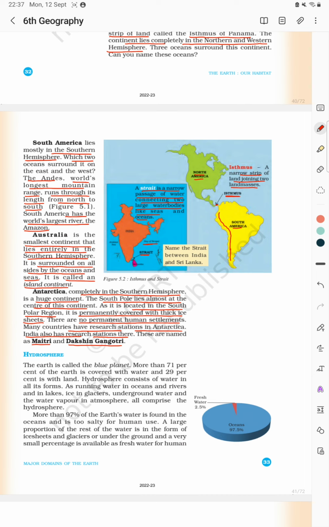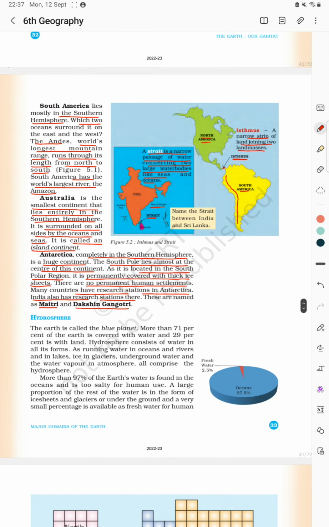Okay, the narrow strip of land connecting two land masses is an isthmus; a narrow strip of water connecting two large water bodies like oceans and seas is a strait. Okay, that was all about the lithosphere.